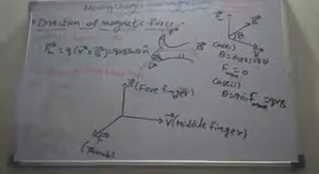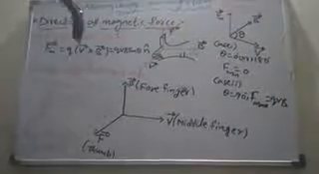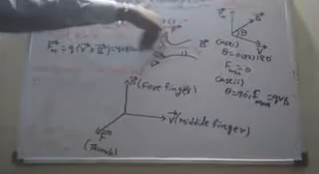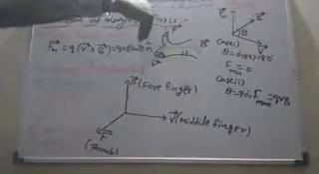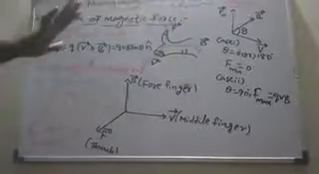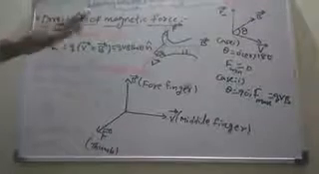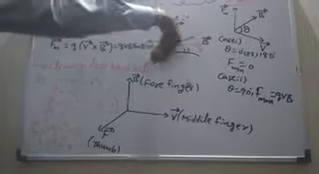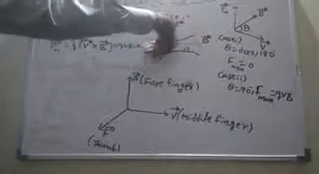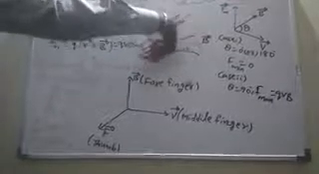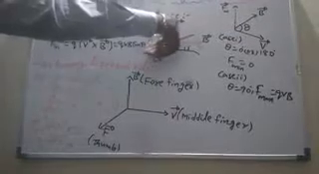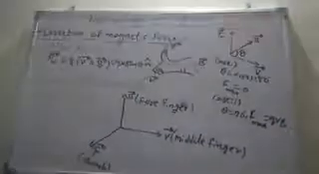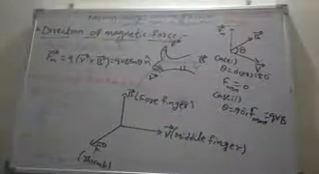Now, stretch the four fingers of your right hand along the velocity of the particle. This is your right hand. Stretch your right hand's four fingers along the velocity of the charged particle, and curl the fingers towards B, from v to B. Now, in which direction is the thumb open? That is the direction of magnetic force.